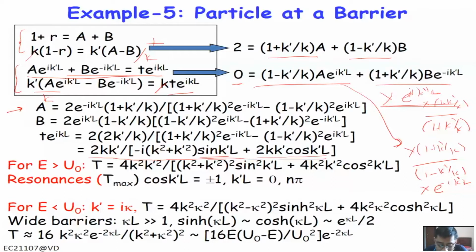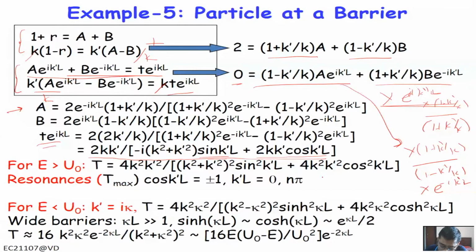So for E more than U naught, your transmission will be, now in this case, it will be t square only. Why? Because k in region 3 and k in region 1, they are the same, right? So if you write k by k, it will be 1. So it will only be t square. So you can just square this one, right? So this will be 4k square k prime square divided by a plus iota b, so a square plus b square, right? A square, this square, sin square plus 4kk prime square cos square, right?